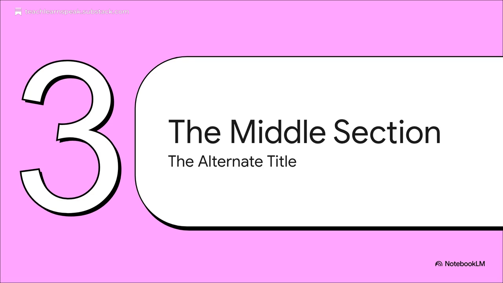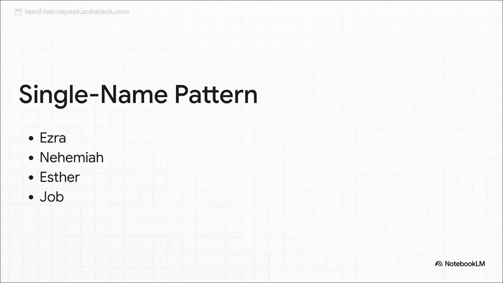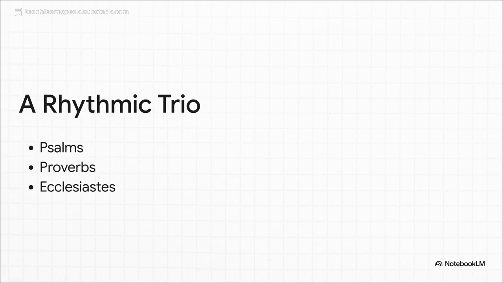All right, let's keep the momentum going. Section 3, the middle section and the alternate title. Leaving those numbered pairs behind, the sequence resumes its single-name pattern with 4 really distinct books: Ezra, Nehemiah, Esther, and Job. The rhythm here distinctly bridges the gap from the historical numbered pairs into the poetry of the text. Following Job, we pick up a rhythmic trio of extremely recognizable titles: Psalms, Proverbs, and Ecclesiastes. Because they share a very similar thematic weight when you speak them out loud, try to lock these 3 together in your mind as a single unit.